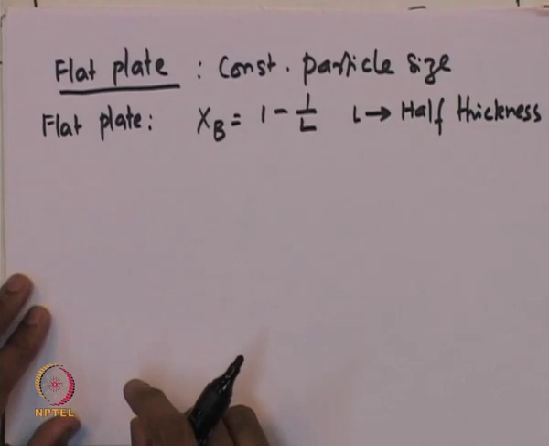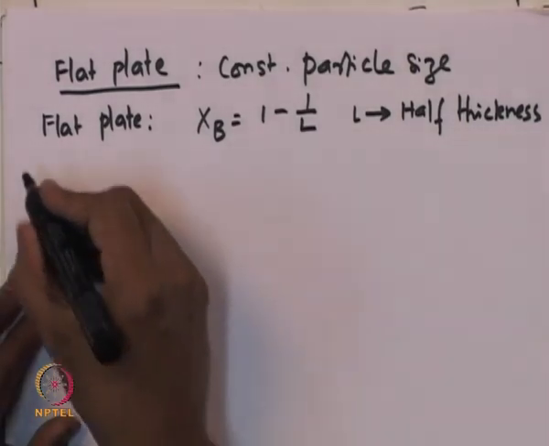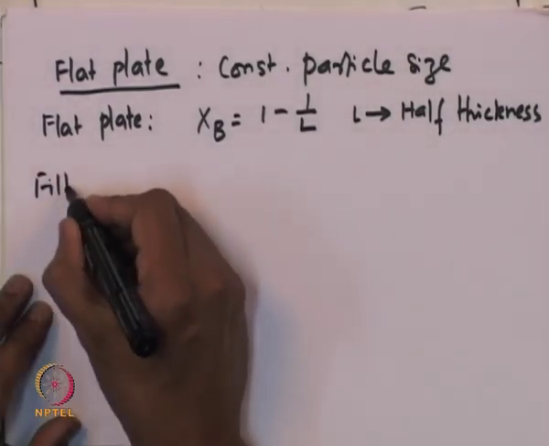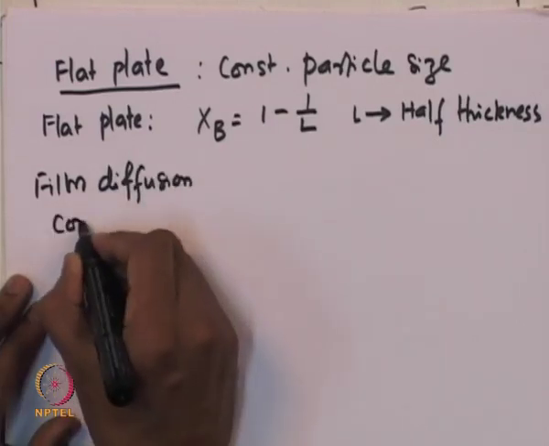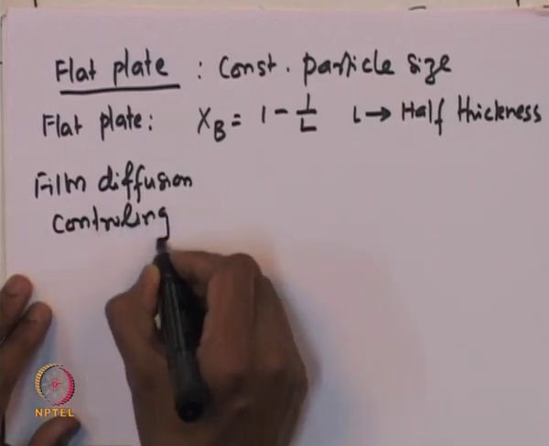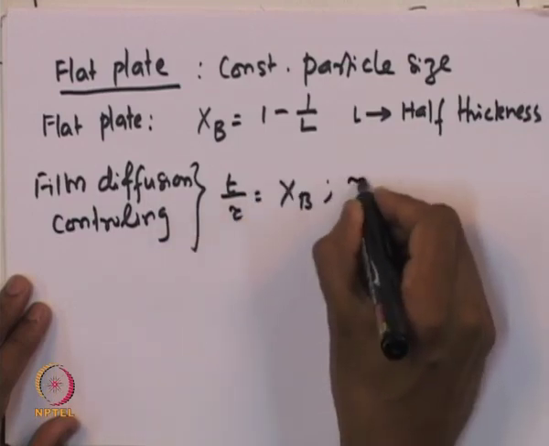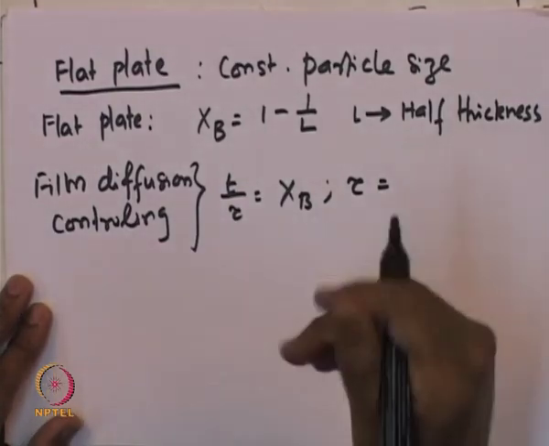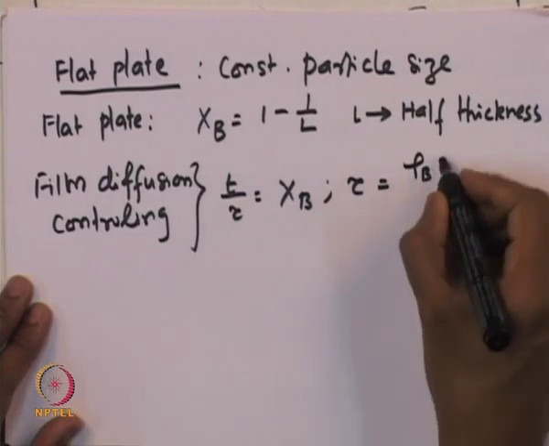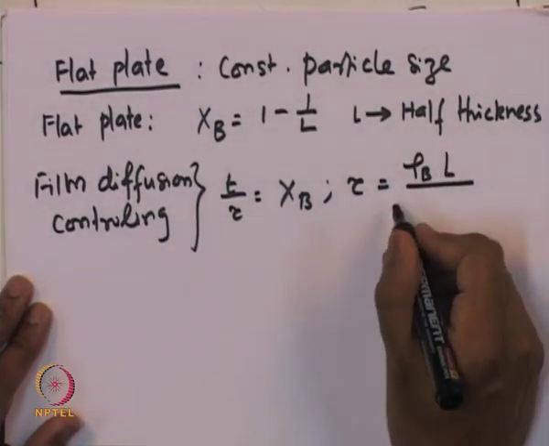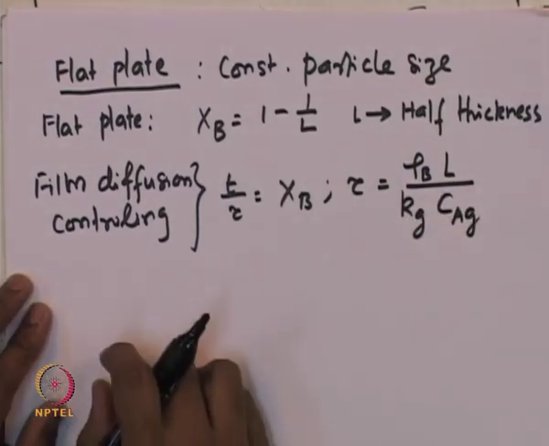L is the half thickness of the plate that is being used as a solid reactant. And if it is a film diffusion controlling regime, in that case t by tau is given by X_B, where tau is the time taken for the total conversion, that is for all the solids to undergo reaction. That will be given by density of the particle multiplied by the half thickness length scale, divided by mass transport coefficient times concentration of the species in the gas phase.